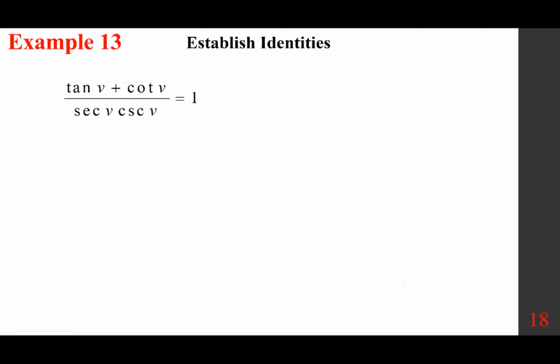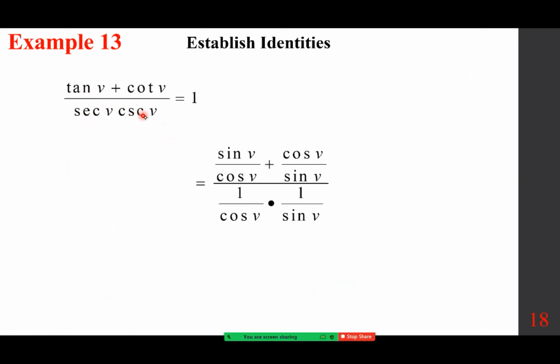We want to establish this identity. Clearly, we start from the left-hand side. We're going to prove that it's 1. On the left-hand side, we see tangent, cotangent, secant, cosecant. We're going to change everything to sine and cosine, which means this is going to be sine over cosine. This is going to be cosine over sine. This will be 1 over cosine. This will be 1 over sine.